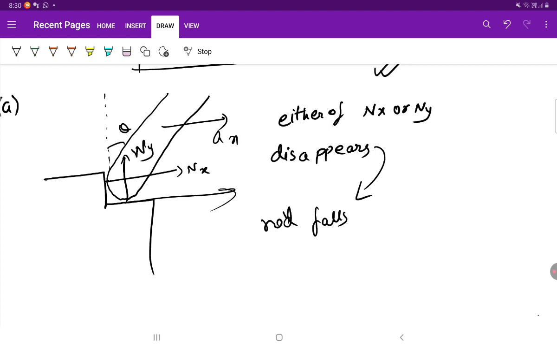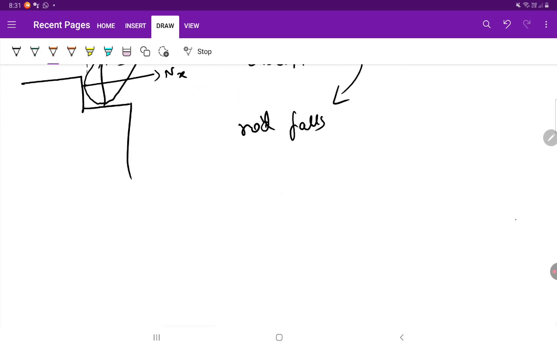So now, dealing with the dynamics, this is the rod, and suppose this is my center of mass. This will have one tangential acceleration at and one radial acceleration ar. Okay, so can you tell me what will be the acceleration along the x direction? It will be nx by m.